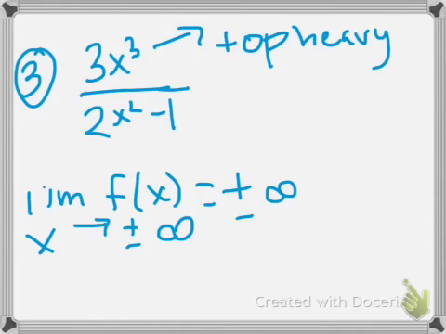If it's bottom heavy, the limit's 0. If they're equal, it's the coefficients in front of those highest degrees. Those are your 3 rules. That's all you have to know to do limits at infinity. So let's work a few together. To me, this is pretty easy. You just learn the rules.